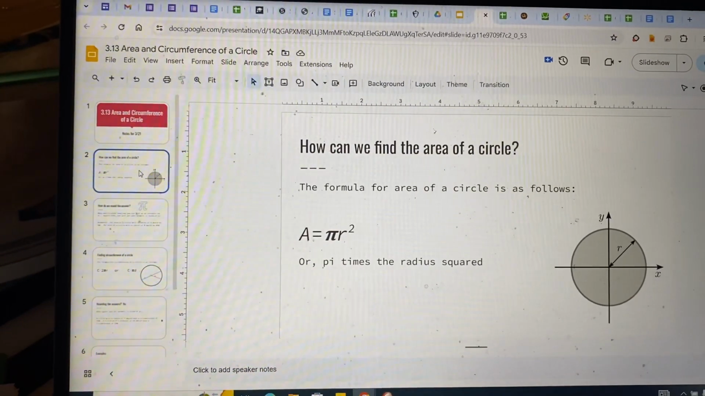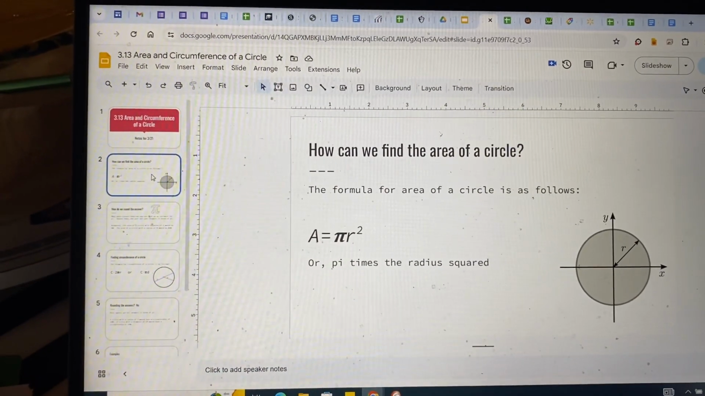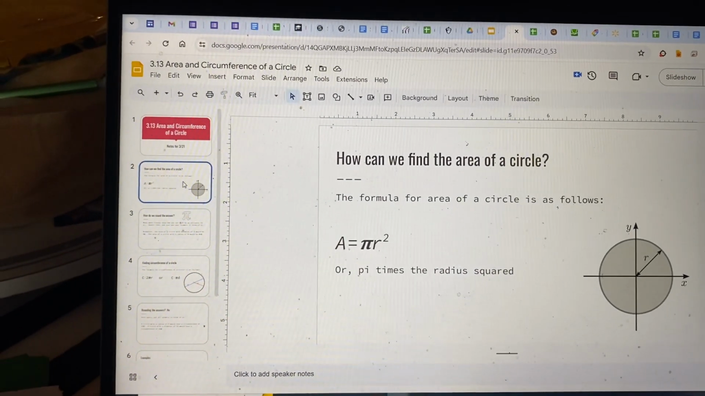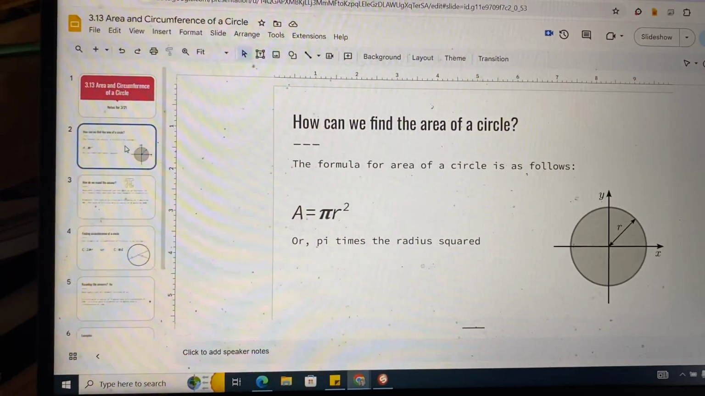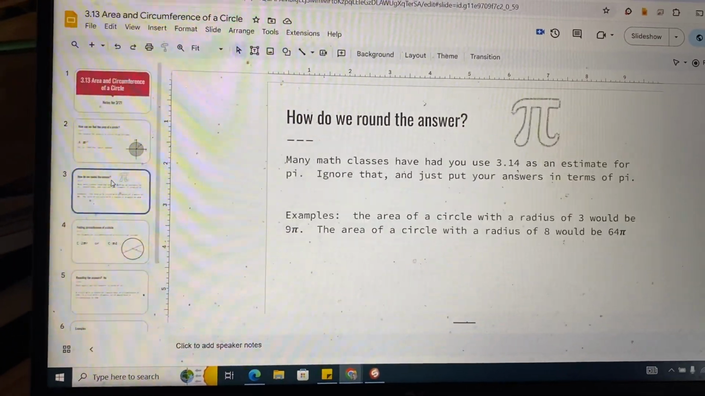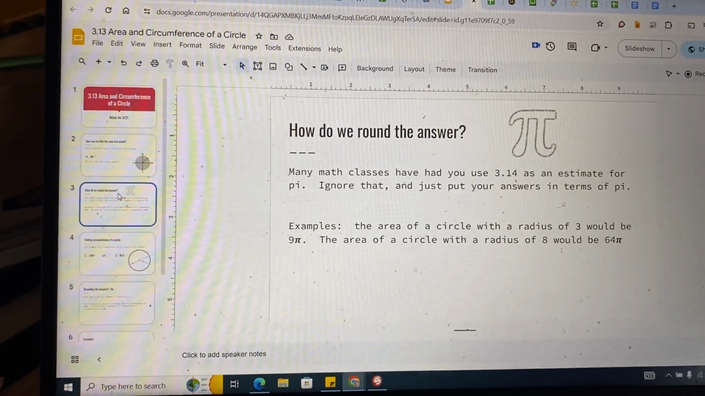So, how can we find the area of a circle? It's pi times the radius squared. So any which way the radius is going, we square it, we multiply that by pi, that gives us the area. How do we round the answer?